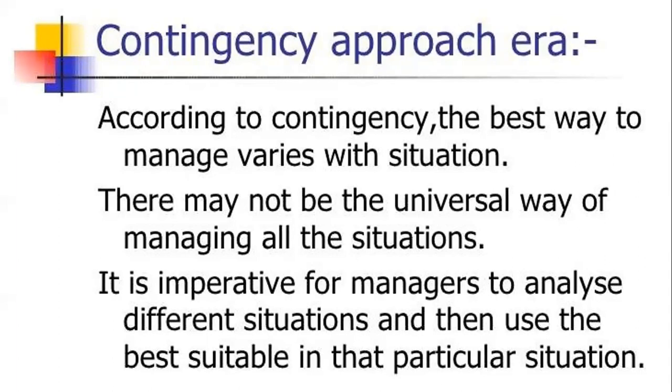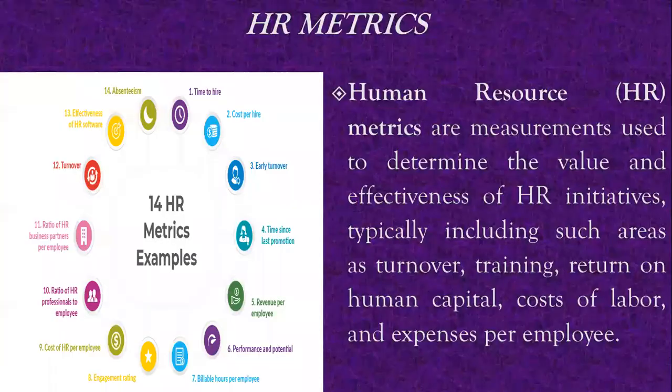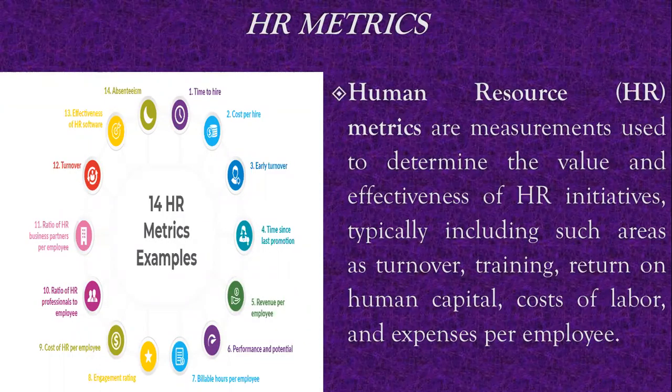Okay, so by this we are done with the evolution of human resource management, and now we will move on to the next topic, that is HR metrics. Now what is HR metrics? HR metrics is nothing but the ways in which companies convert qualitative data into quantitative data. It is how you're able to convert certain factors into something which can be measured numerically so that you will be able to take good decisions about them.